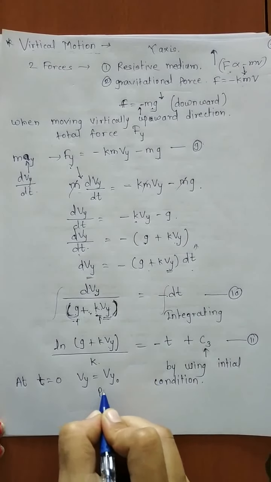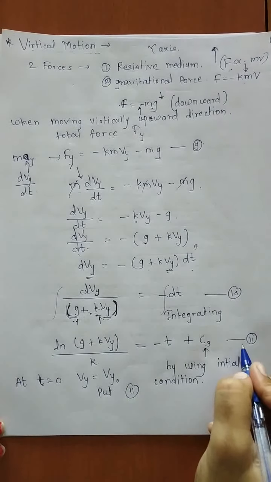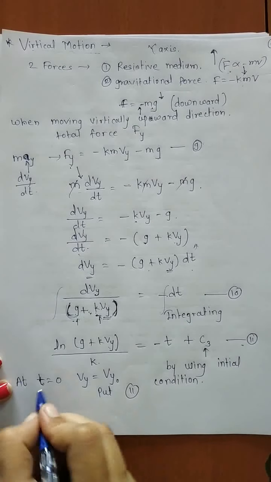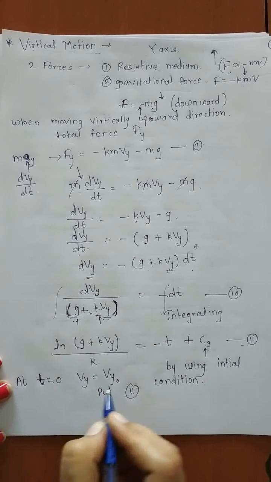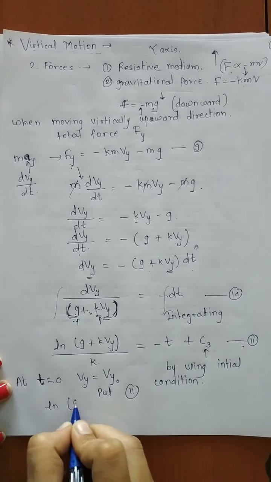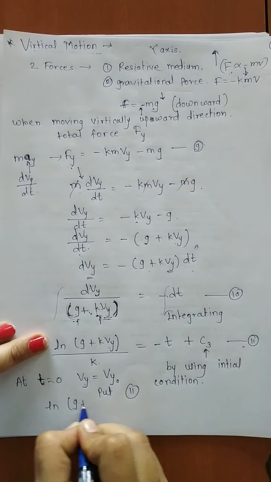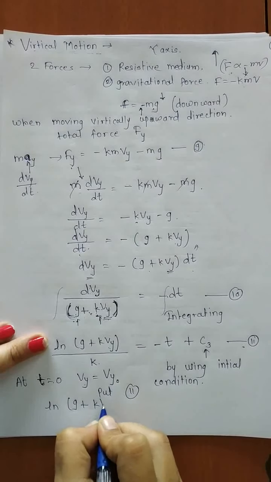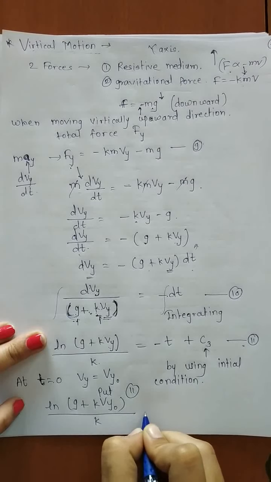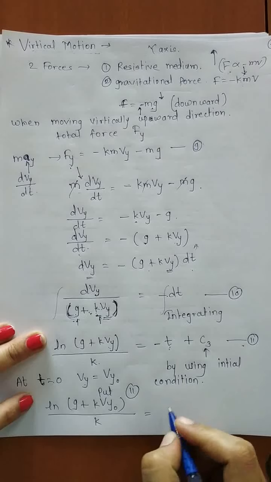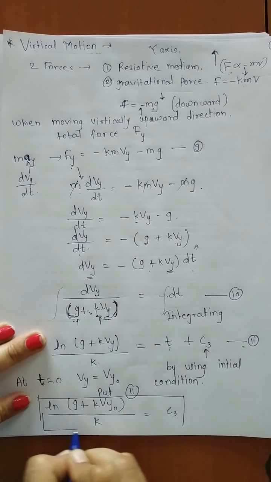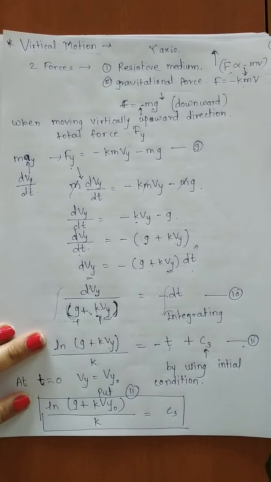So put in equation 11. This is our equation 11. So put in equation 11, you will get what? Wherever you have t, put 0, and instead of Vy, put Vy naught. Okay, ln of g plus k Vy naught upon k equals to, put t as 0, that is only we will get C3. Now this is the value of C3.